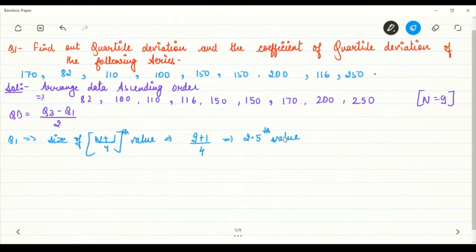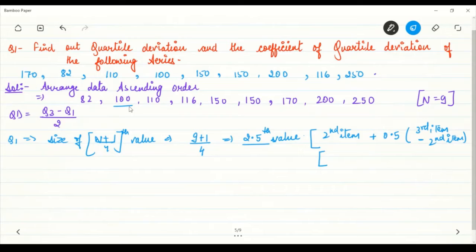Okay, Q1 is the size of... how to calculate the 2.5 value? Here we will take the second item from the data plus 0.5 of the third item minus the second item. I hope this is clear to you guys. I've already discussed this.